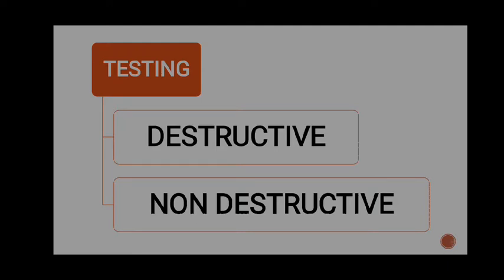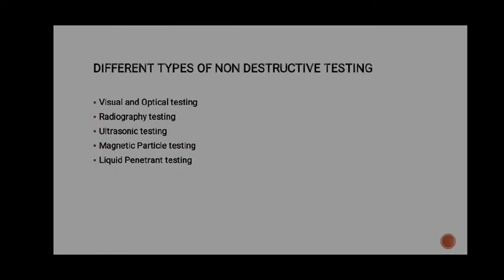Whereas in case of non-destructive testing, this is a process of inspecting or testing materials, components or assemblies for discontinuities or difference in characteristics without destroying the specimen or workpiece. Now we can see different types of non-destructive testing commonly used in an industry. Visual and optical testing, radiographic testing, ultrasonic testing, magnetic particle testing, liquid penetrant testing.